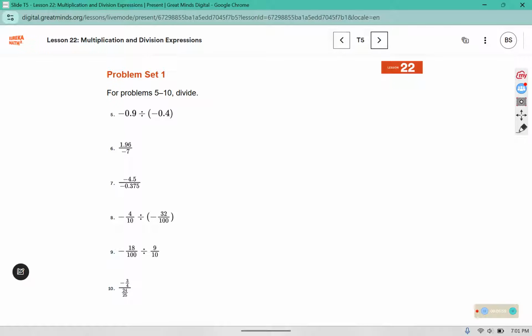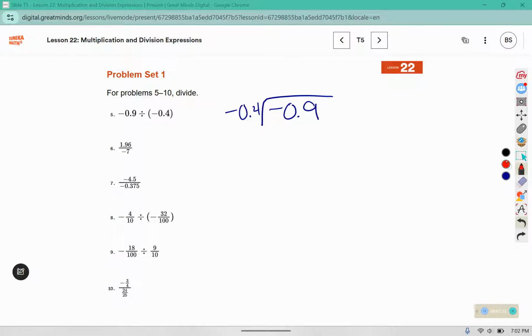For problems 5 through 10, divide. Some strategies you may use are writing them as long division problems. You may also need to adjust the decimals in those long division problems. So for example, if I had negative 0.9 divided by negative 0.4, I'm going to move the decimal to the right one spot to get a whole number here and one spot to get a whole number there. So now I have negative 9 divided by negative 4.